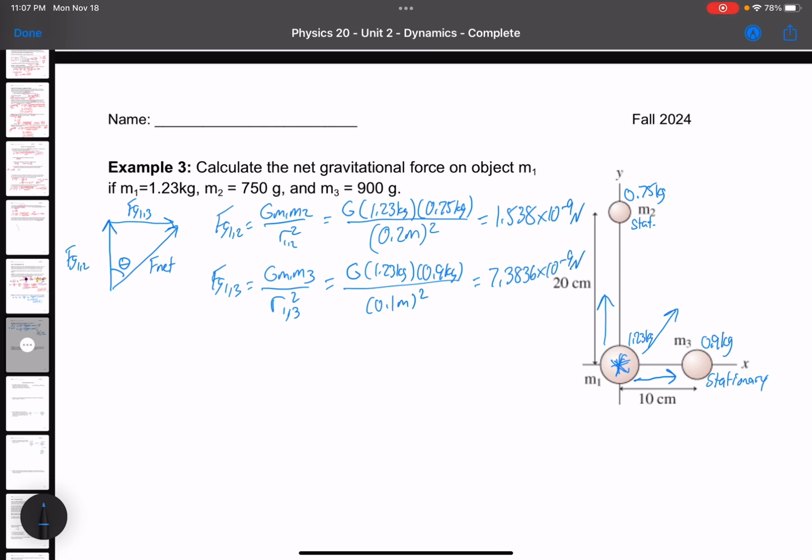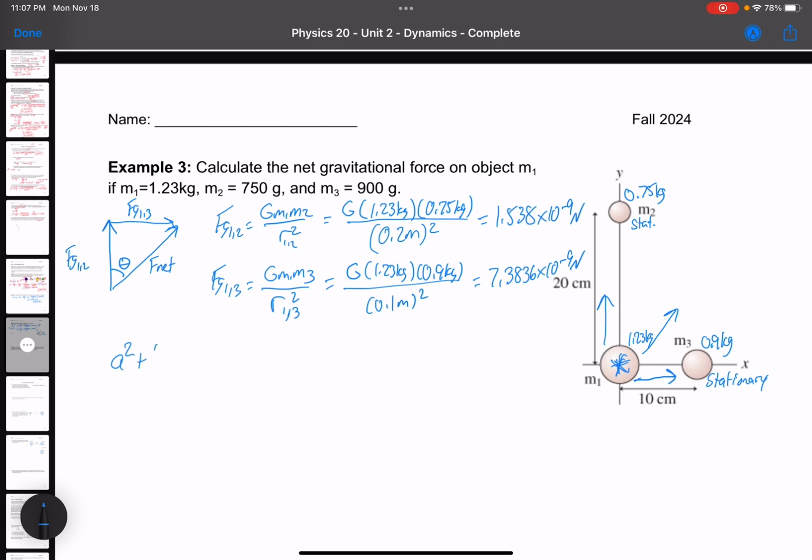Okay, now I'm going to take a second and just stop and see if this makes sense that the force of gravity between 1 and 3 was greater. So M3 is greater than M2, so that should mean more gravity. And then it's also closer, so that means more gravity as well. So that makes sense. These numbers most likely are correct. It doesn't guarantee it, but it does give them a chance that they'll check out.